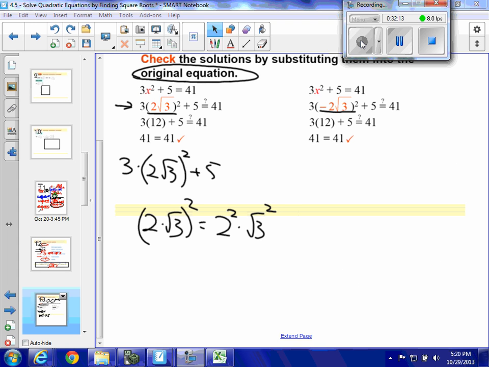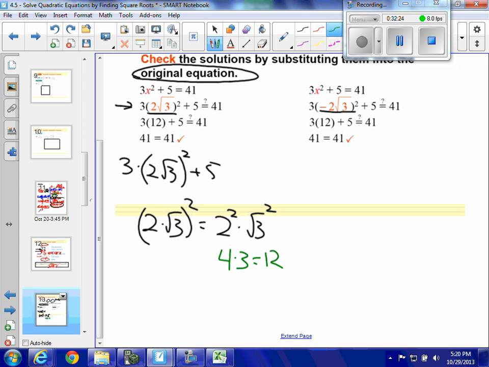So back to my problem here. 2 squared is 4. Radical 3 squared is 3. So this particular part of it is going to be 12. So I'm going to have 3 times 12 plus 5.